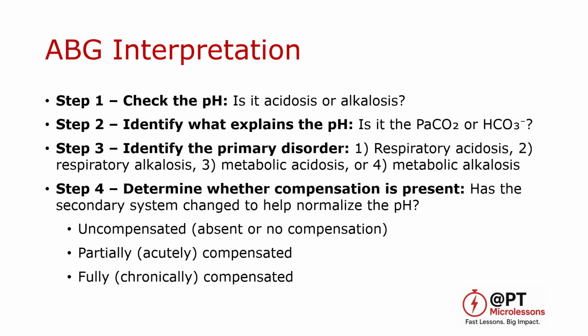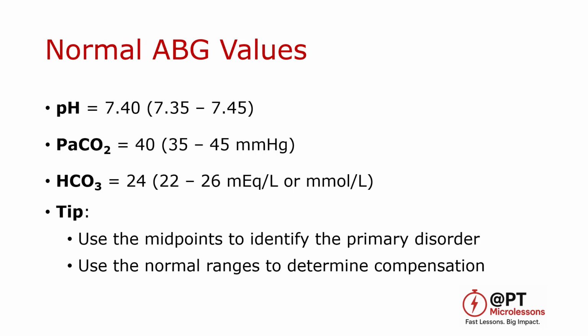Now let's apply these four steps to some clinical cases. Throughout these lessons, we've used the midpoint values of 7.40 for pH, 40 for PaCO2, and 24 for HCO3 because they make it easier to identify the primary acid-base disorder. However, remember that ABGs are reported as ranges, not single values. Once you've identified the primary disorder, you'll need to use the normal ranges when determining whether compensation has occurred.